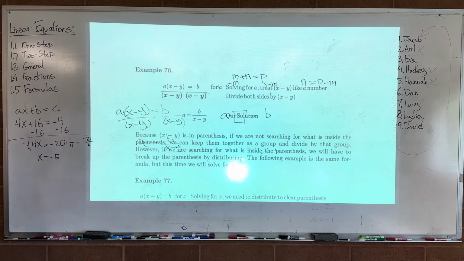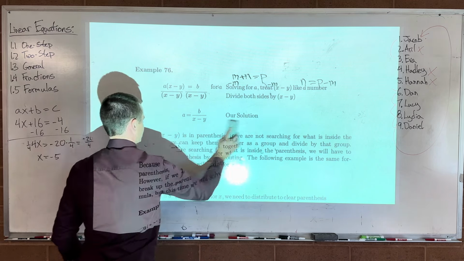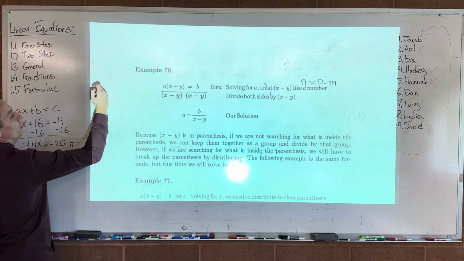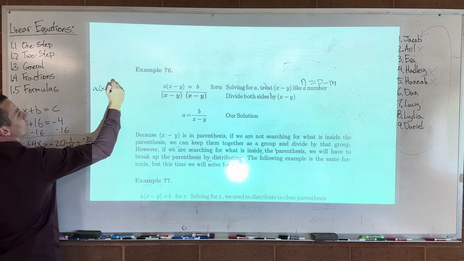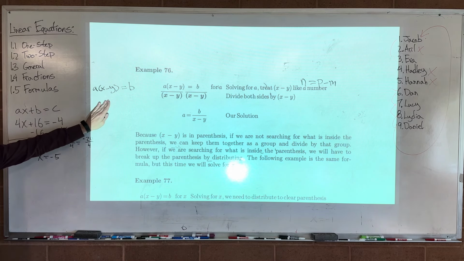All right. That's the same example. This time we're solving for x. So now we have a times x minus y equals b. Now we have to distribute, because we don't already have x times something. So distribute: ax minus ay equals b.